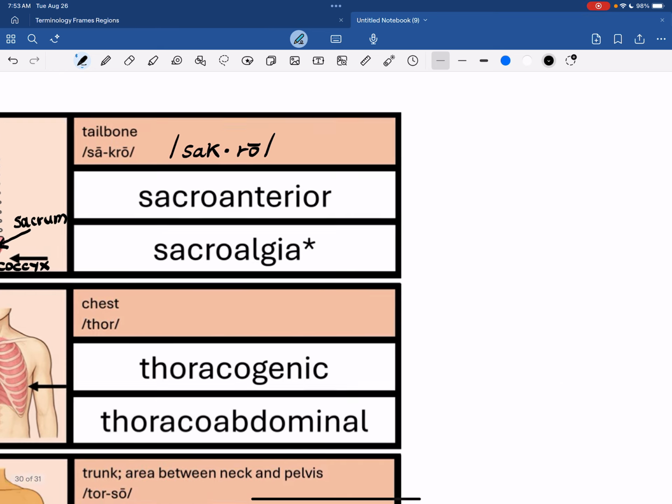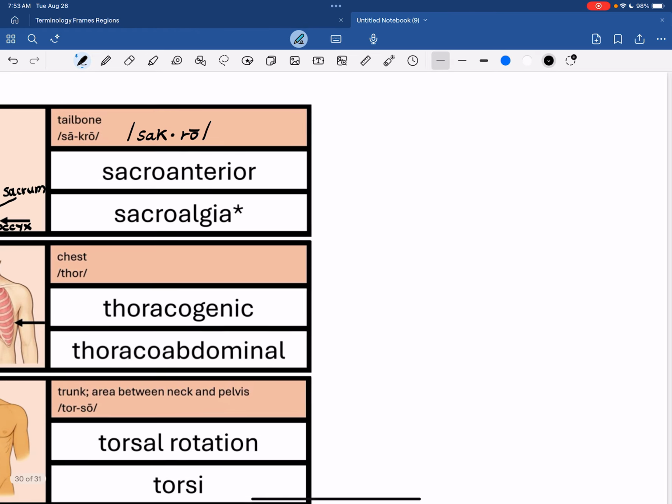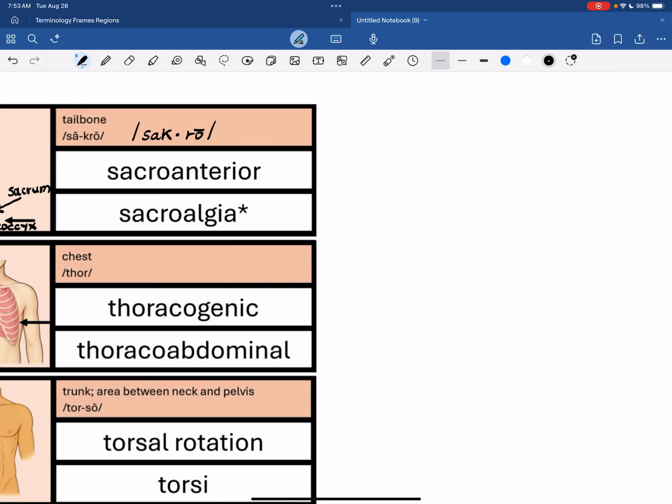Sacroanterior. And we have not studied the word anterior yet, but I will tell you what it means here, and then we'll get to it. So we have sacro, anterior, sacroanterior. And sacro means, I don't really like the tailbone. Let's say the tailbone region, because the tailbone is the coccyx, not the sacrum. But that's close enough. We're in that neighborhood. We're talking about regions. So the tailbone region.